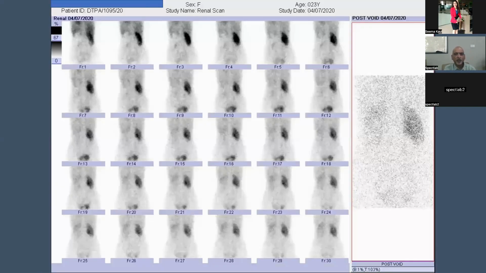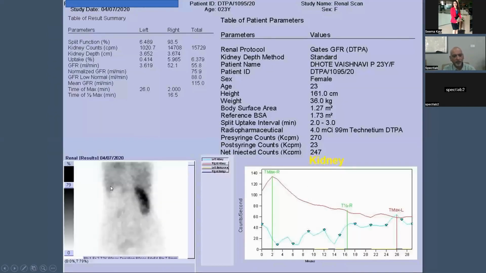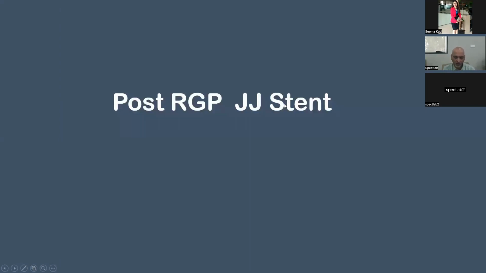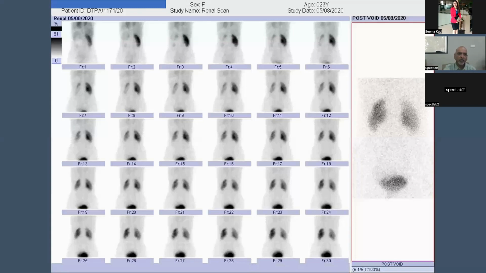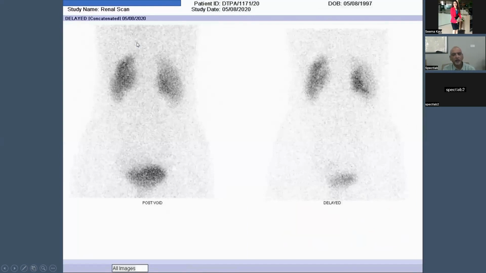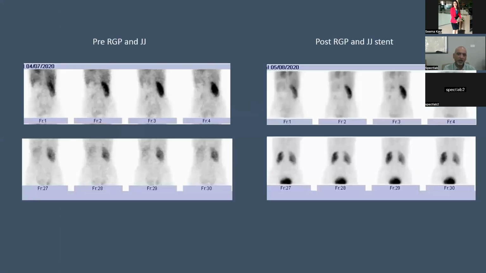So here is one such patient who had left hydronephrosis. You can see there's hardly any tracer uptake in the dynamic imaging, with a contribution of hardly 6%. The renogram pattern shows progressive accumulation. Delayed image shows retention. This patient had undergone stenting, and post-stenting, you can see that the quality of uptake in the left kidney has improved significantly. The percentage function from 6% has jumped to 17%. And you can see a significant retention, much higher as compared to before. So that's the pre-RGP and DJ, post-RGP and stent.